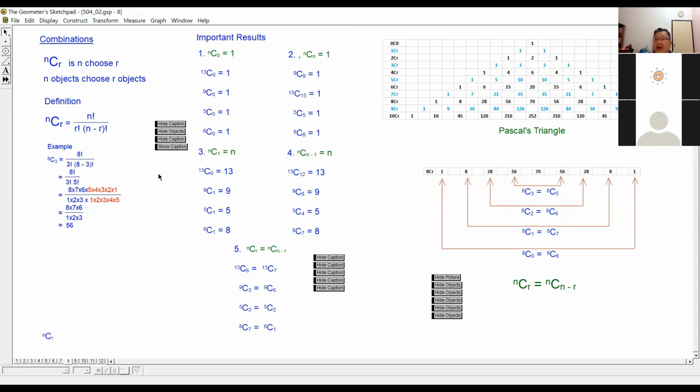What are the 3 numbers? You count from 8: 8, 7, 6, divided by also 3 numbers at the bottom: 1, 2, and 3. So next time if you don't have a scientific calculator and you still want to calculate nCr, then you use this method. All right. Now let's say if I have another number, let's say 10C2. How to calculate 10C2?